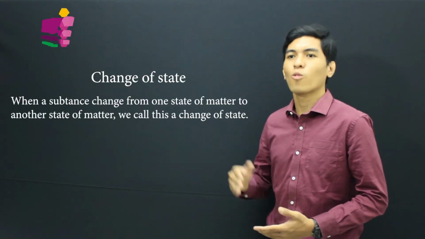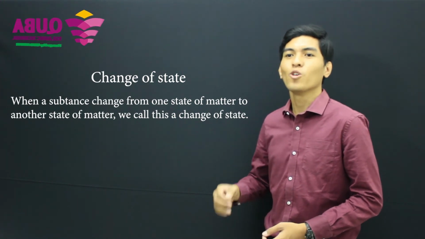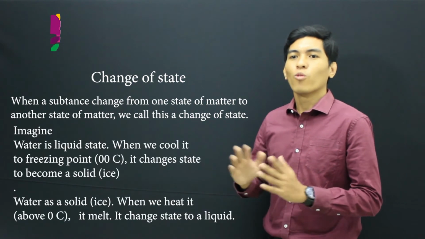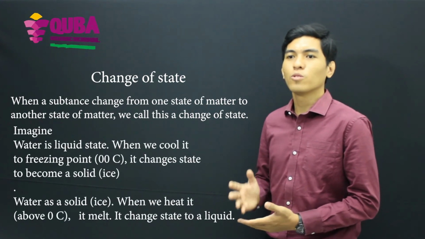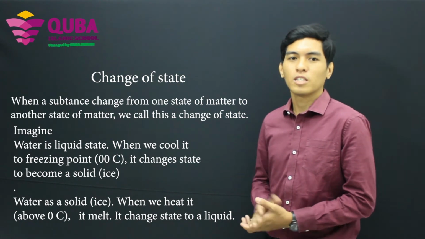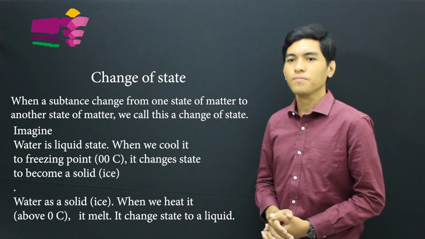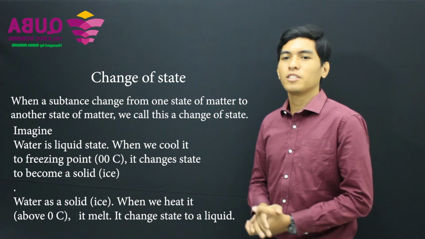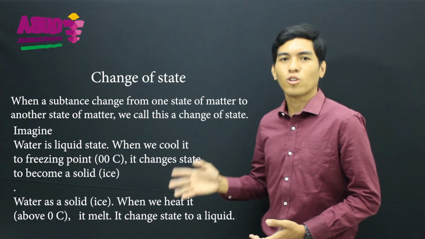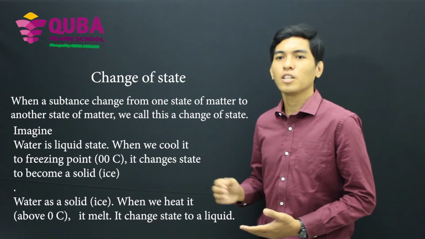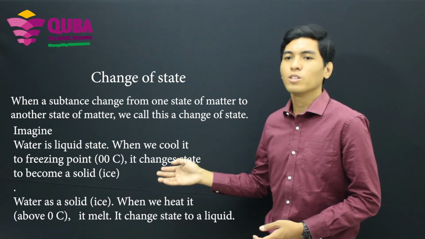And next discussion, we discuss change of state. When a substance changes from one state of matter to another state of matter, we call this a change of state. Imagine, when water is in a liquid state and we cool it to freezing point, or 0 degrees Celsius, it changes state to become a solid, or ice cube. And imagine again, when water is a solid, or ice, and we heat it above 0 degrees Celsius, it melts. It changes state to a liquid.